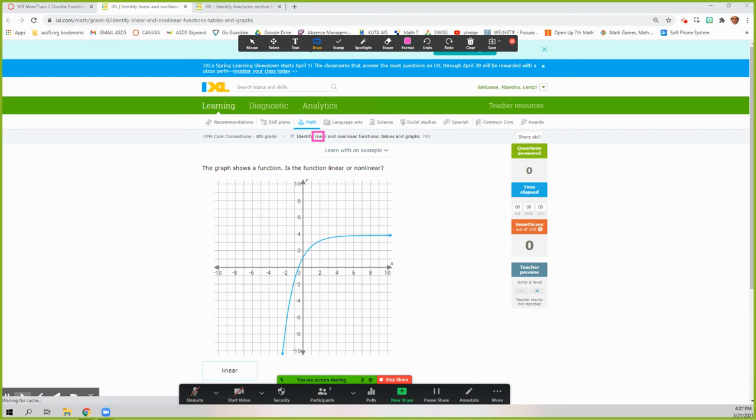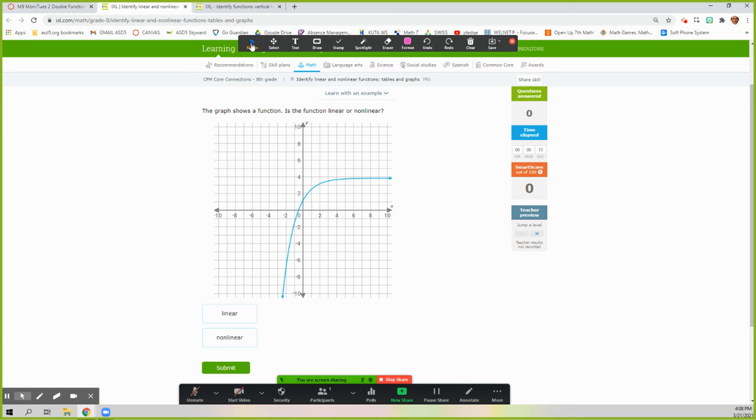Right there, that word, line. Linear just means line. Does it make a straight line? In a graph, if it's not a straight line, then the answer is as simple as no. So on this one, it's not straight, so it's non-linear, not straight, not a line.